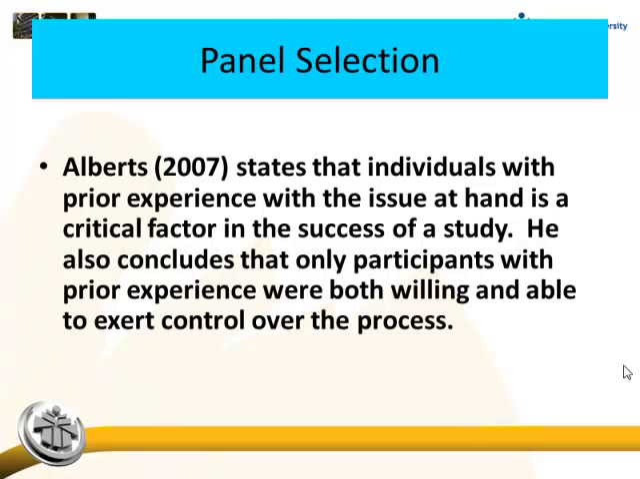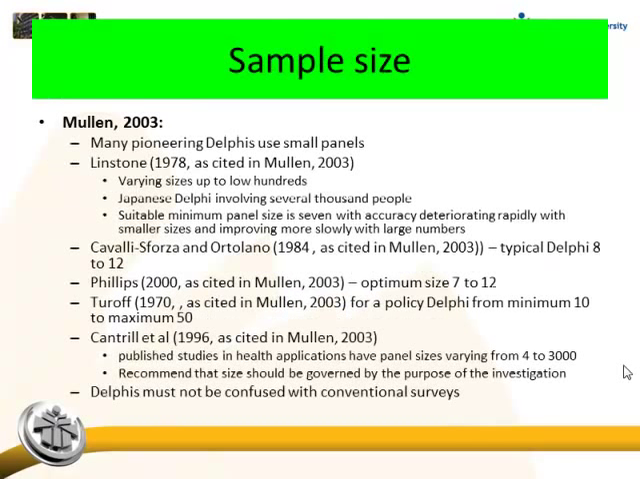So you need individuals with prior experience with the issue at hand, and that's a critical factor of success. And he also concludes that only participants with prior experience are both willing and able to exert control over the process. So if you are getting wishy-washy inputs and people are not completing the whole questionnaire and they're not really adding factors and so on and so forth, then your panel is probably not the correct panel to use.